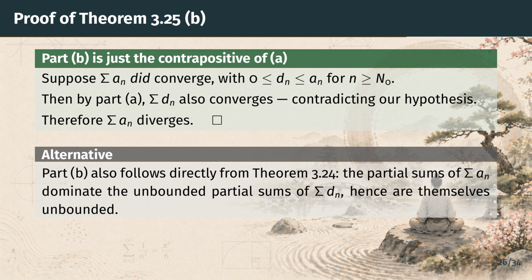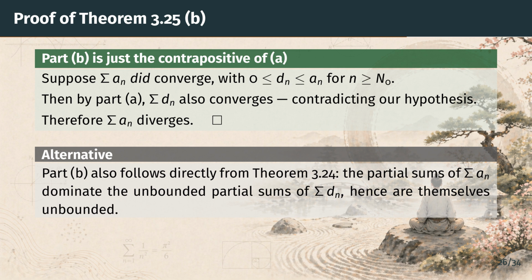Part B is a free consequence of Part A. Suppose, for contradiction, that the larger series of A sub n did converge, since 0 is at most D sub n is at most A sub n past index n sub 0. Part A applied with C sub n equal to A sub n would force the dominated series of D sub n to converge too. That contradicts the assumption that D sub n diverges, so A sub n must also diverge.